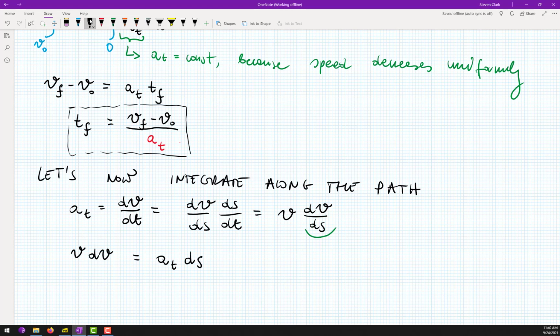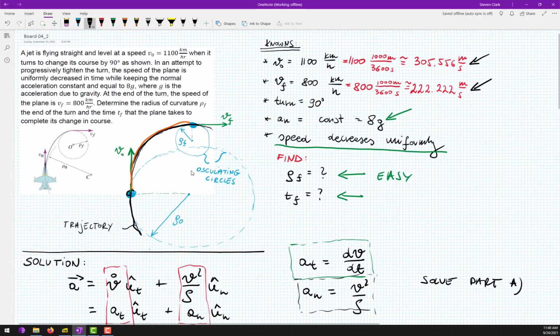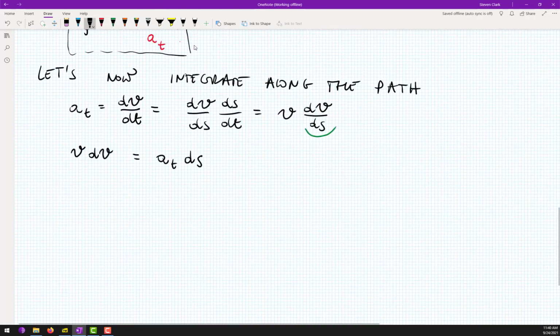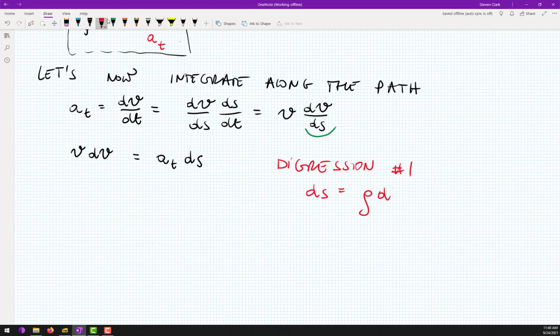But this causes problems, because unfortunately we do not know how long this is. We don't know that length. If we knew that length, we could do it, but we don't know how long this distance is. But we can maybe use Michael's digression number one. Digression number one: ds is always rho d theta. Always. Okay?